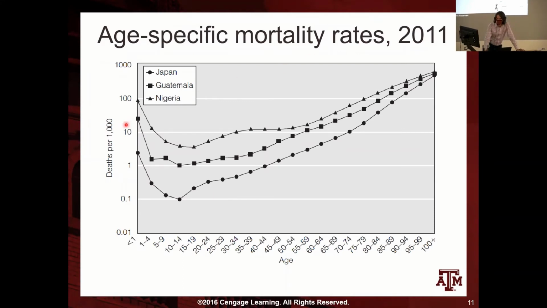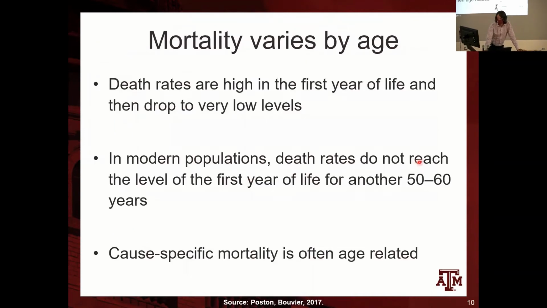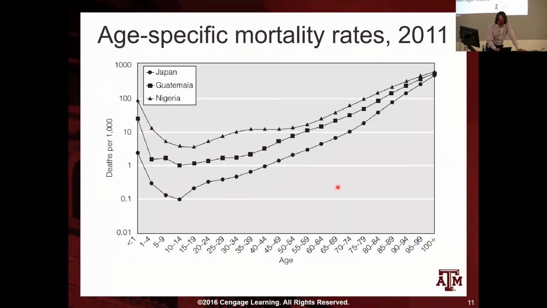And then these mortality rates decline. They get stable for a little while, and then they start to increase again. People start to increase the chances of dying. But as I said in the previous slide, death rates do not reach the level of the first year of life for another 50, 60 years. See this high level of mortality here? We're going to reach it again, based on this data from Nigeria, just when they are around 70 years of age.